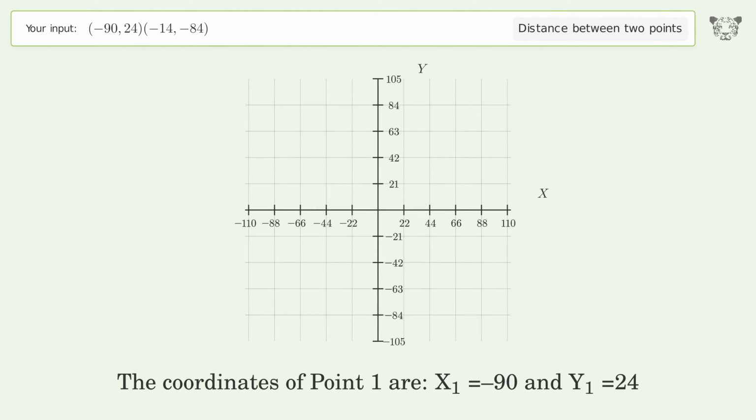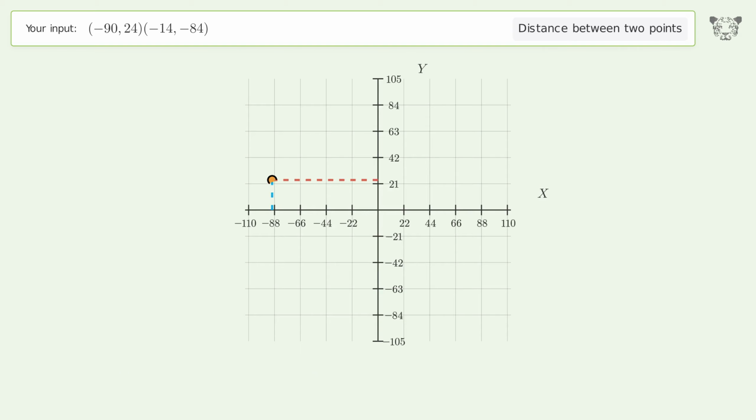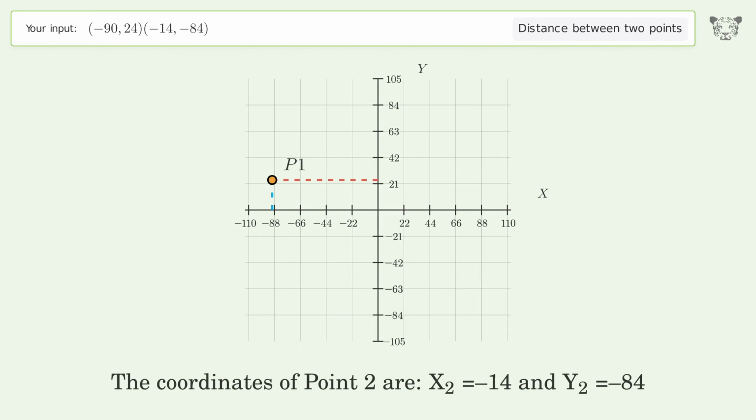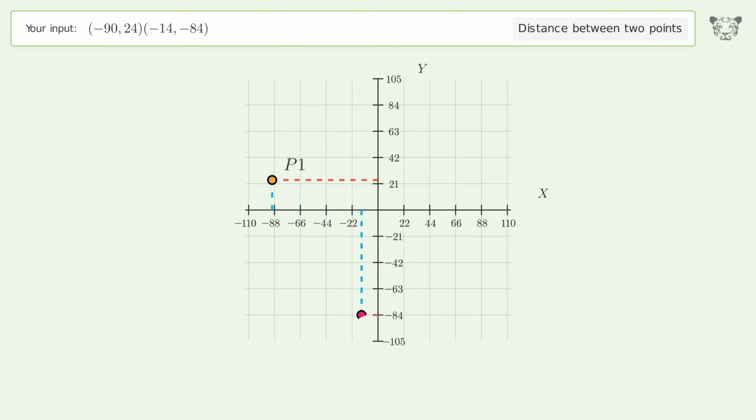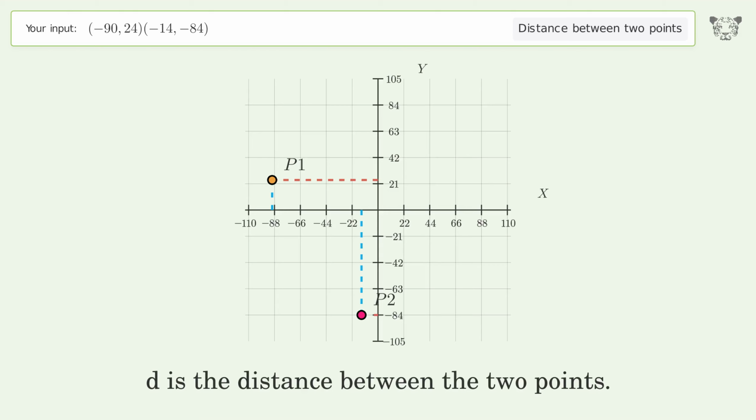The coordinates of point 1 are, x1 equals -90 and y1 equals 24. The coordinates of point 2 are, x2 equals -14 and y2 equals -84. D is the distance between the 2 points.